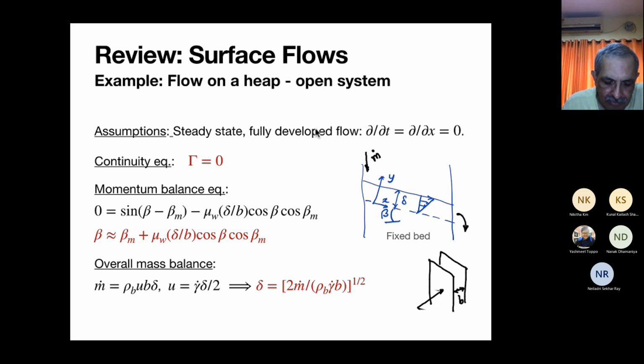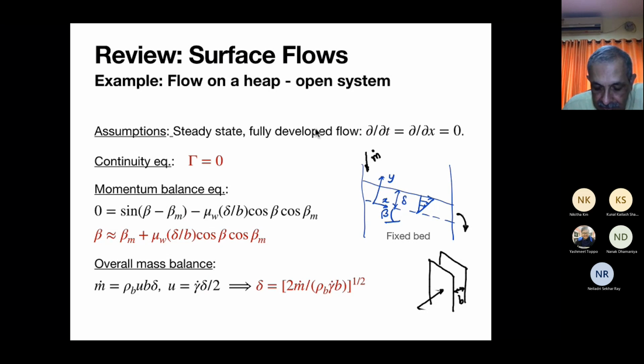And this, if we simplify, you get, again as we had done before, you simply get this term. And if you put these terms close to 1, then you'll get beta is equal to beta m plus a term which depends on wall friction. And then if you do an overall mass balance, then your input mass flow rate is equal to the mass flow rate in the layer, which is the bulk density into the mean velocity into the cross-sectional area.